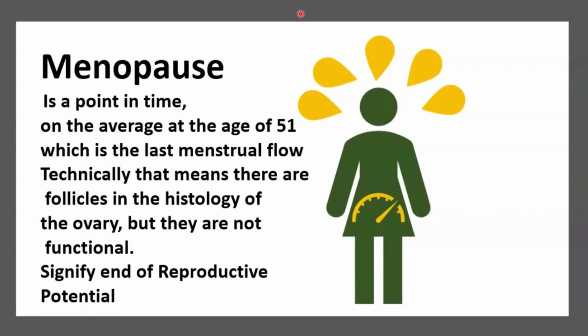Now, let's jump ahead to the end of the reproductive potential. We're going to speak a little bit about menopause. So really, what is menopause? It is the point in time, and you can pull statistics, typically anywhere between 45 and 50 is the average age at which we have the last menstrual flow. Technically, that means that there are follicles in the histology of the ovary, but they're not functional. This signifies the end of reproductive potential. This turning point is menopause.